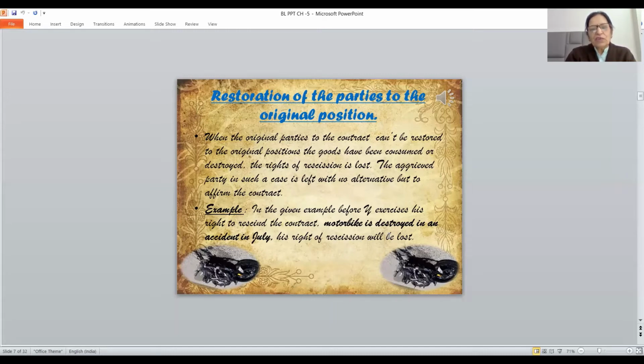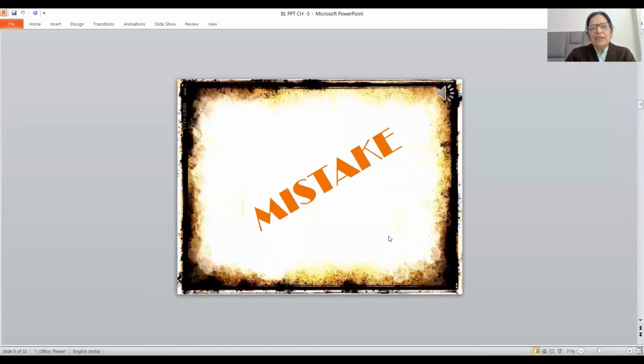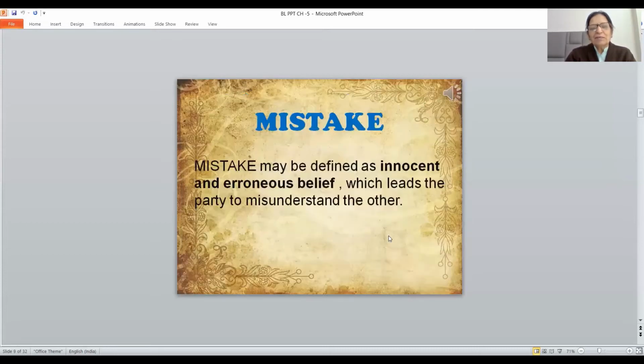So friend, this is all about these four cases. Now I'll take up a new heading, which is mistake. Now what is mistake? Mistake may be defined as an innocent and erroneous belief which leads the party to misunderstand the other. There is misunderstanding in case of mistake.